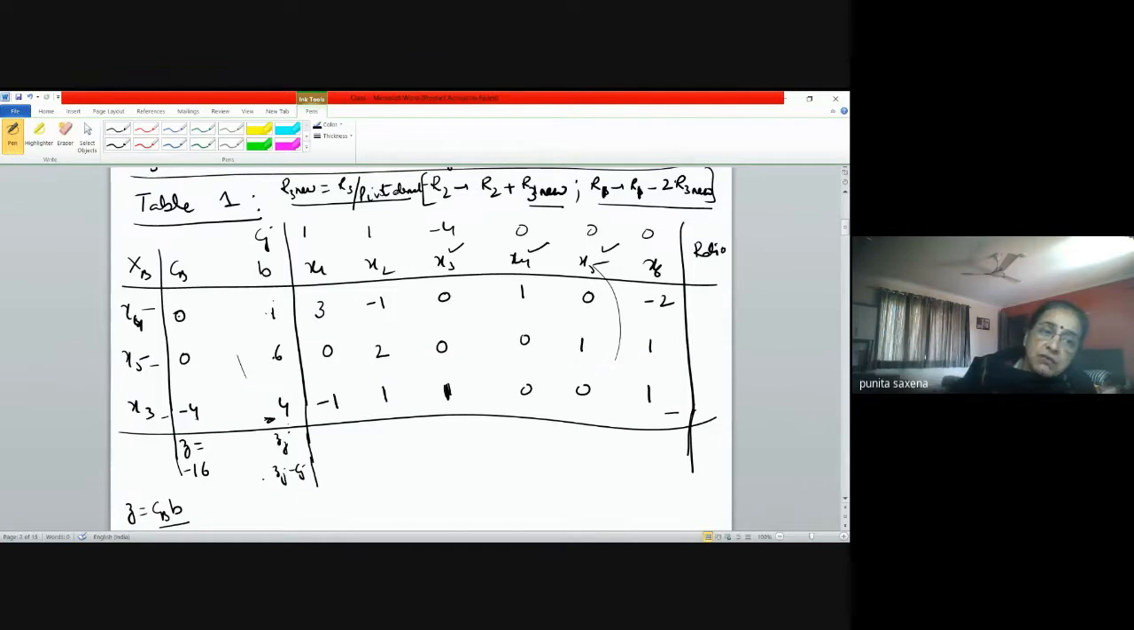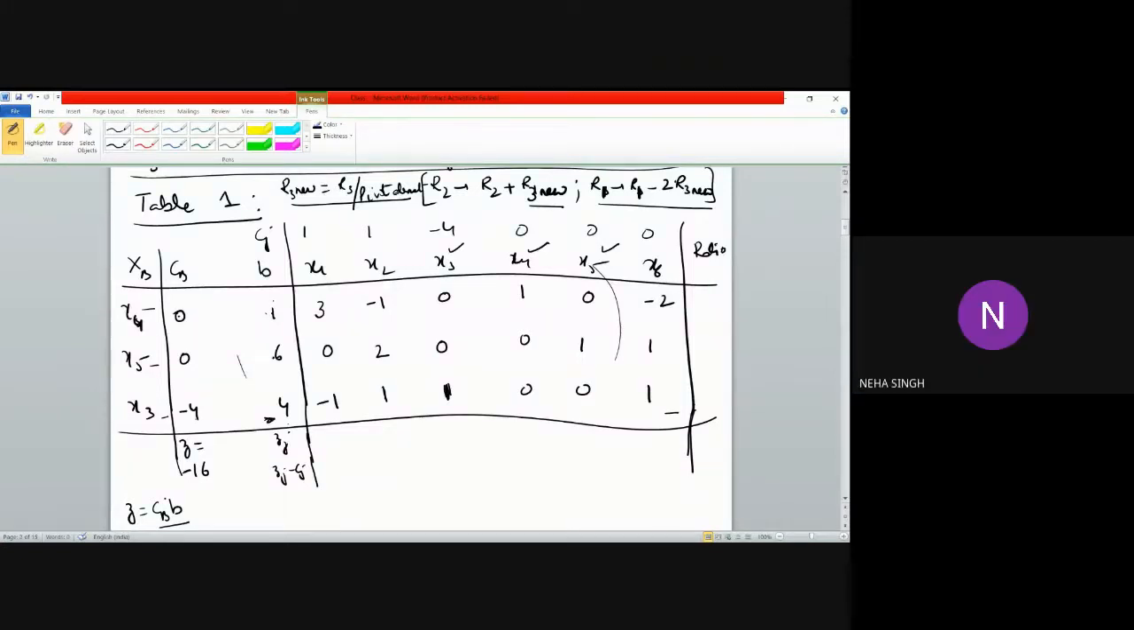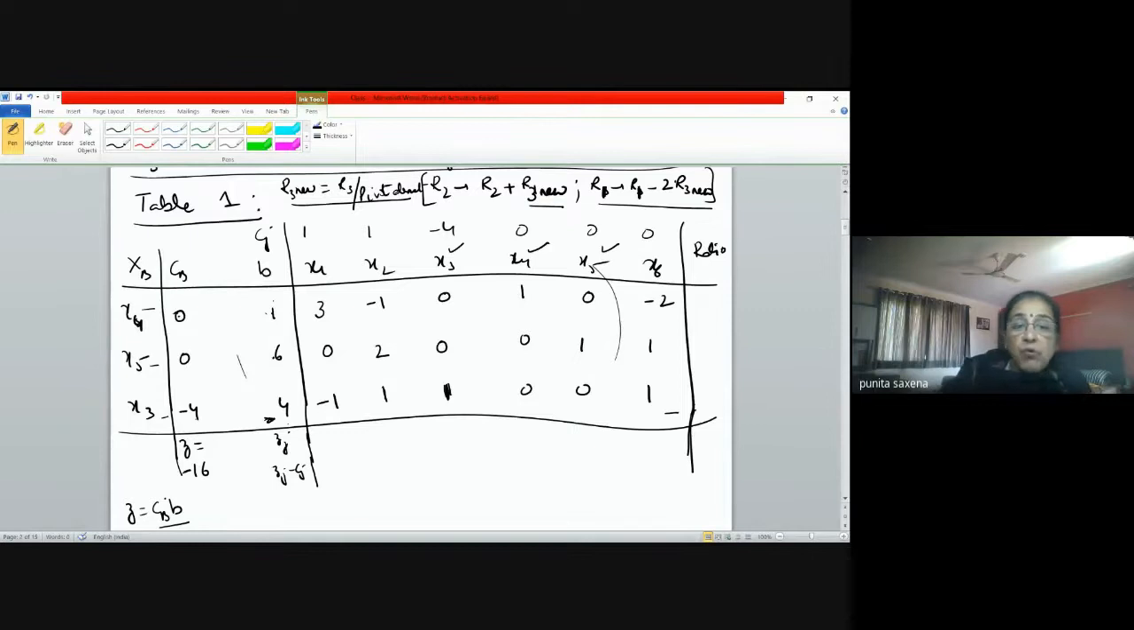What was the objective function value in the previous table? 0. Okay, and what is the objective function value here? -16. Now, is -16 less than 0 or more than 0? Less than 0. And our problem was what? Minimization type. Yes, ma'am. So definitely this value of the objective function is an improvement over the first table value that we got. Okay. And definitely that's because it was not the optimal solution. That's why we have improved it further.